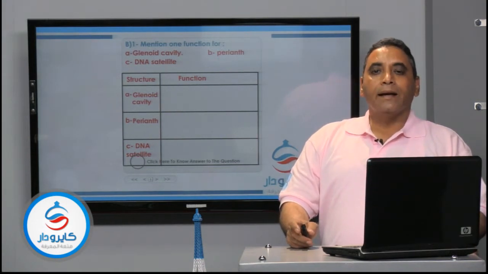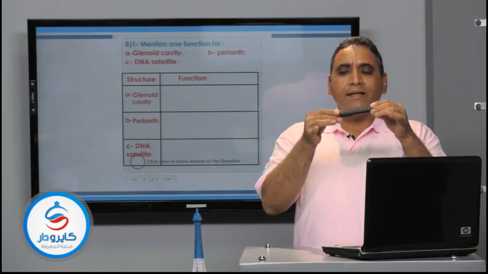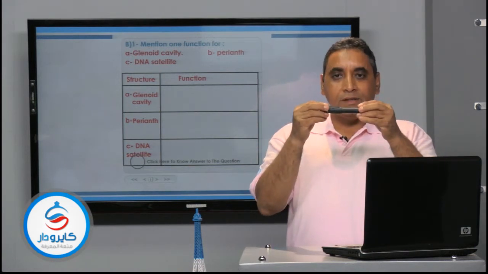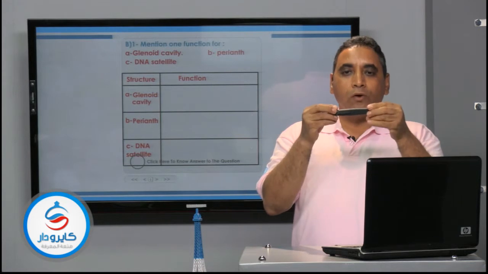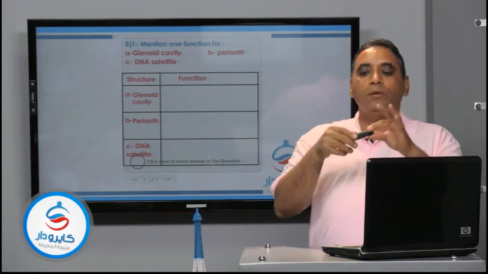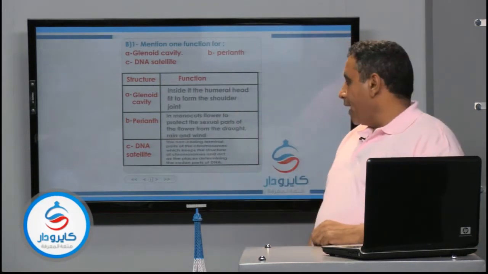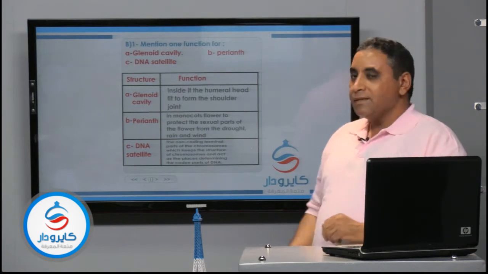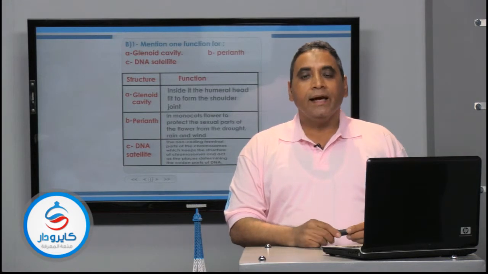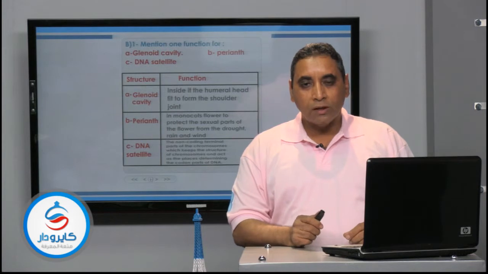Number C, DNA satellite. DNA satellite is the two terminal parts of the chromosomes that protect or keep the structure of DNA against the action of the enzymes. So the presence of two parts of DNA, or the DNA satellite, which act as the two terminal parts of the chromosome, protect the DNA against the action of enzymes, and they act as non-coding parts, and the non-coding parts protect the DNA and also may act as parts that determine the coding parts of the DNA.